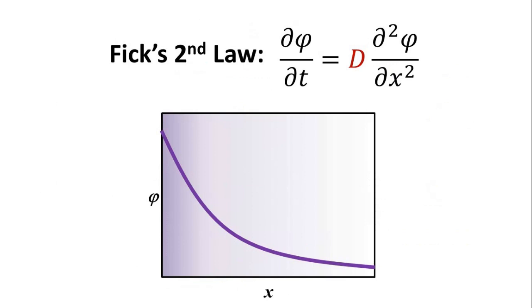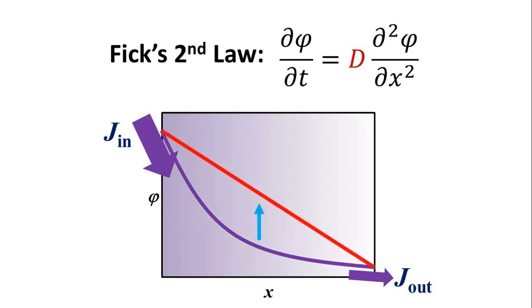This makes sense. Suppose you have a concentration profile that looks like this. Since the left end has a steeper concentration gradient than the right end, the diffusion flux going in will be greater than the flux going out, leading to a net increase in concentration in this space over time. The second law can be derived from the first given mass conservation.